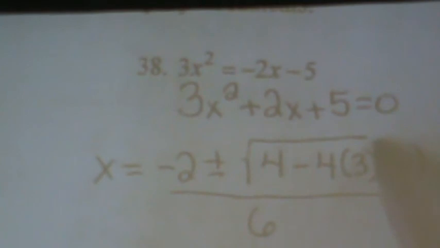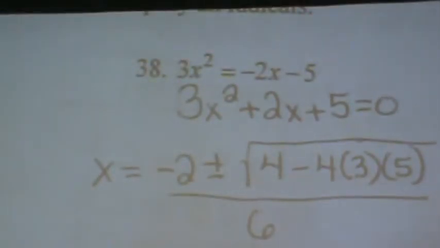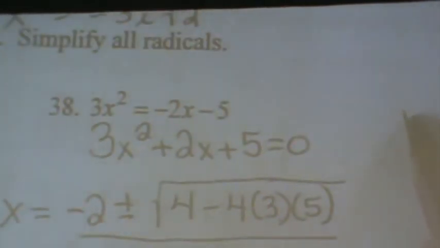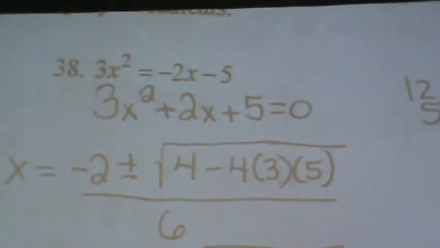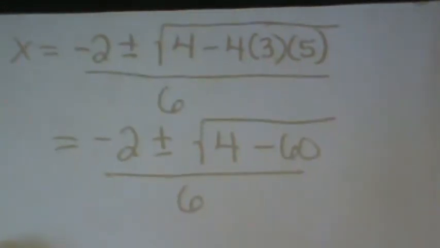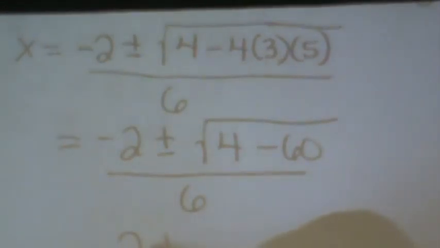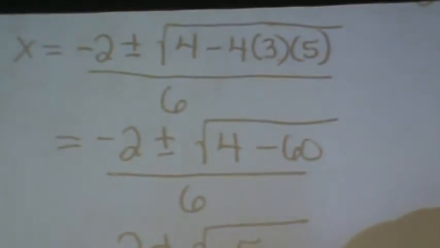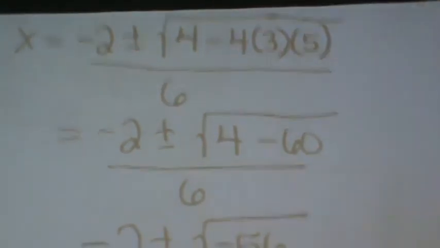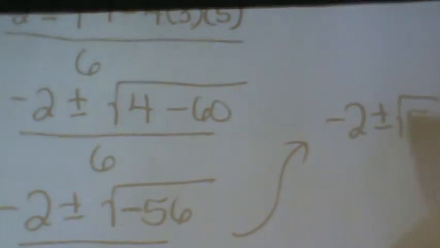So, grand finale, what do you do? Negative 2 plus or minus the square root of 4 minus, this is 12 times 5. What's 12 times 5? 60. Next, negative 56 over 6, right? What are you going to take out? Negative 2 plus or minus root 56i over 6.